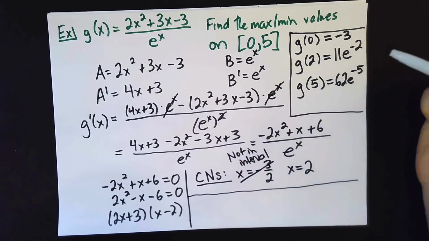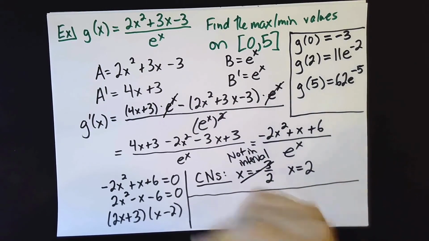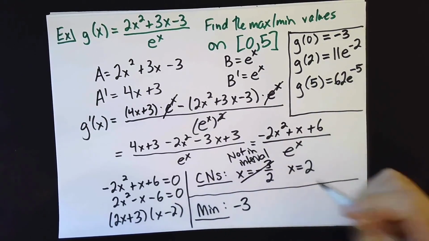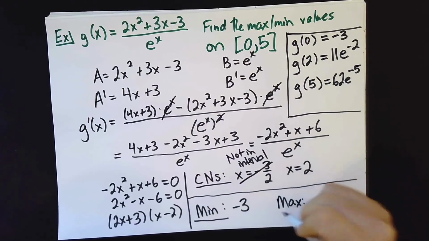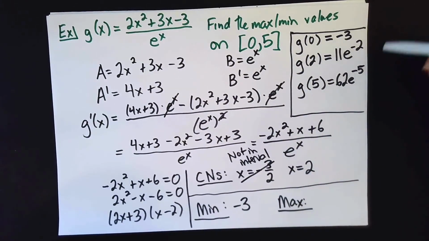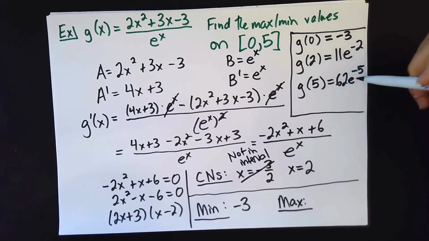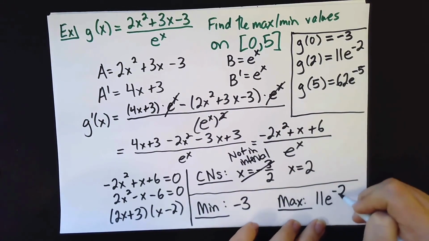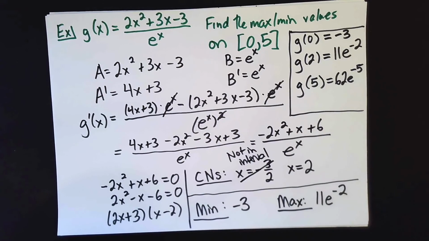Okay, and so now I need to pick out the biggest and the smallest. Well, there's only one negative one, so that one's definitely the min. And as far as the max goes, we can type this into a calculator if we're not sure, but in fact 11e to the minus 2 is bigger than 62e to the minus 5th. Alright, and so that gives you a plethora of examples of applying the closed interval method that you can look through as you do the homework and look at all these functions of various sorts.